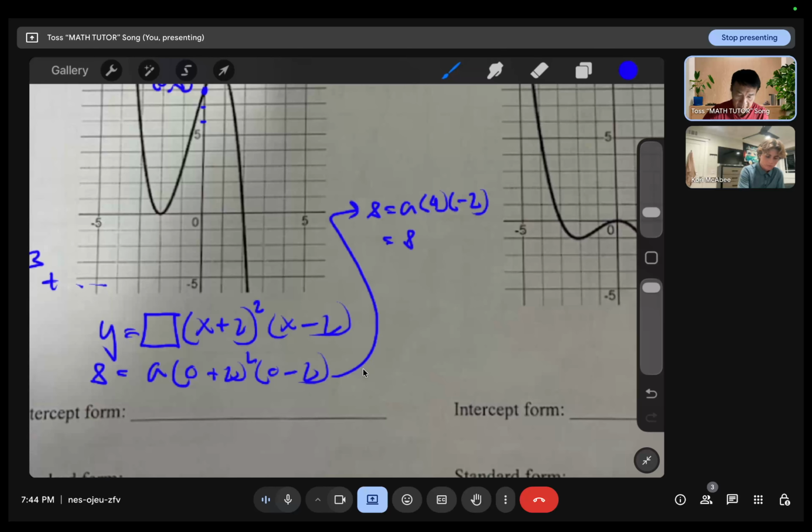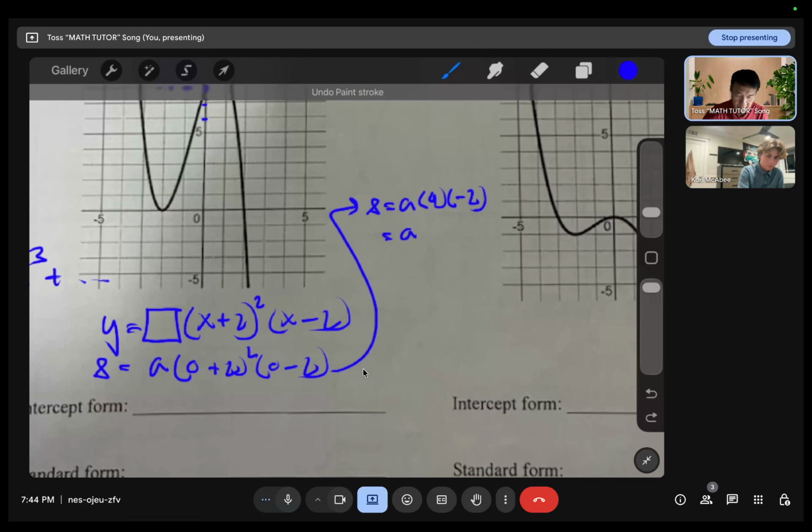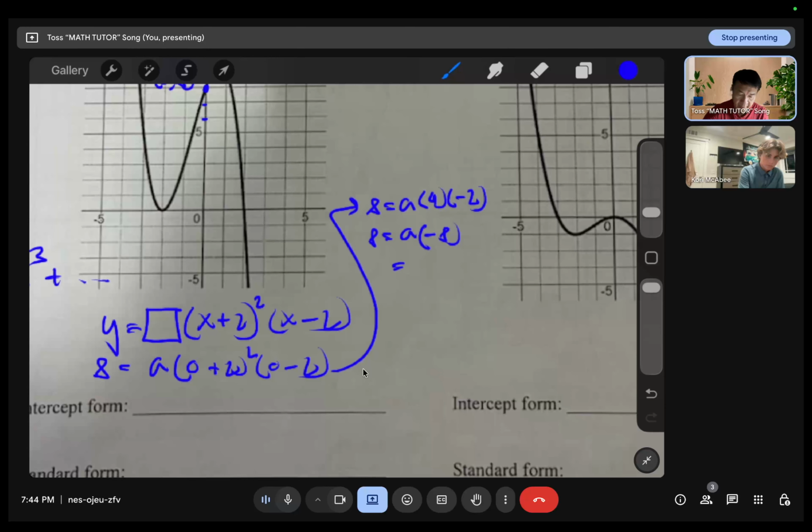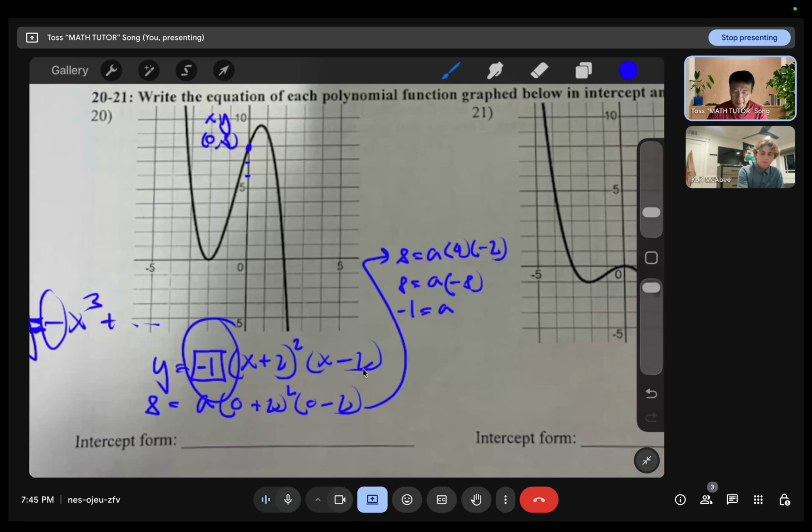It'll be 8 equals negative 8 A, so negative 8 here, and then 8 here. Divide both sides by negative 8. So your A is negative 1. A divided by negative 8, negative 1. So therefore, this is negative 1. And it makes sense. It's going down. You see? It's negative. There you go.